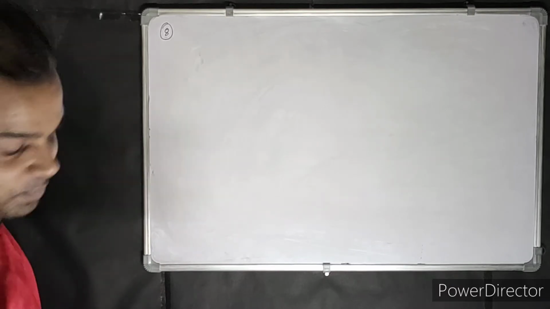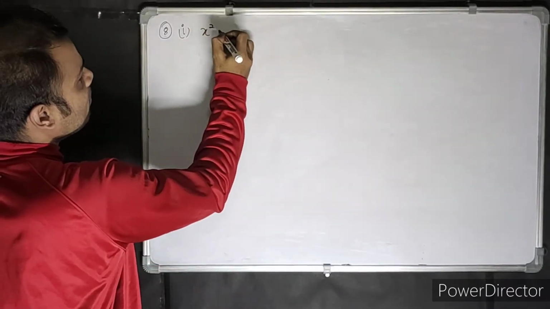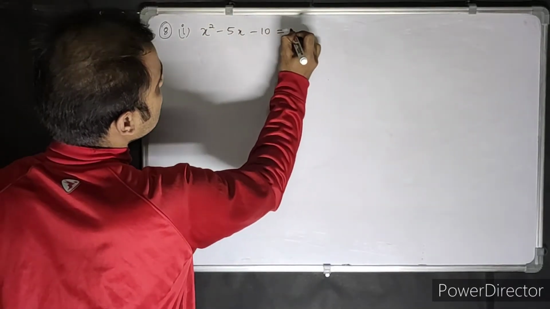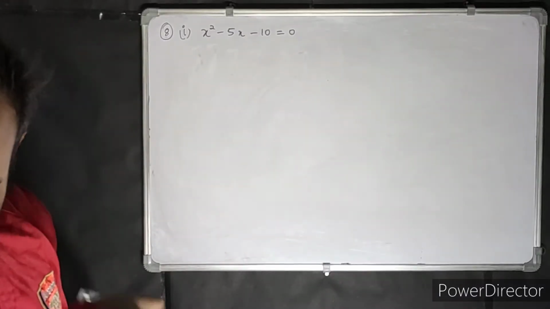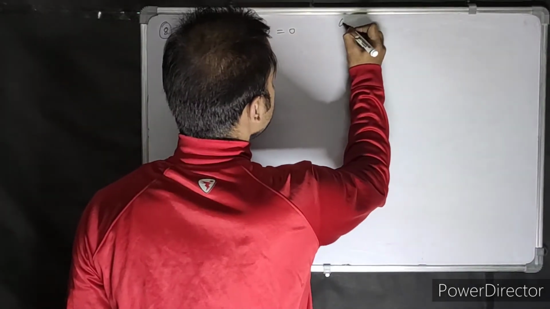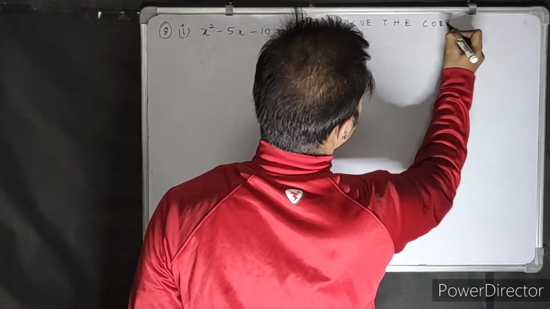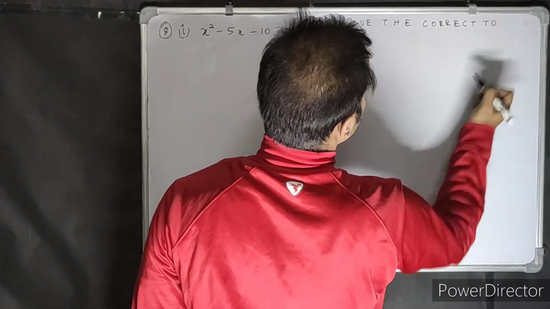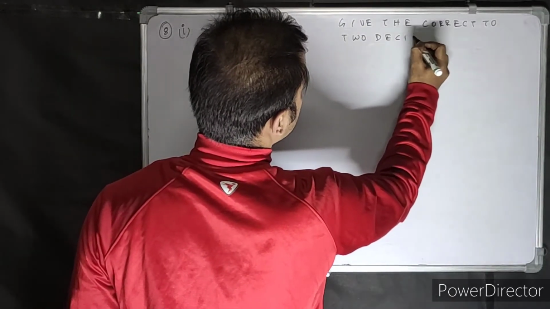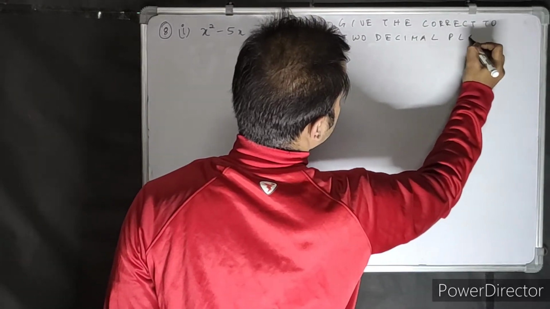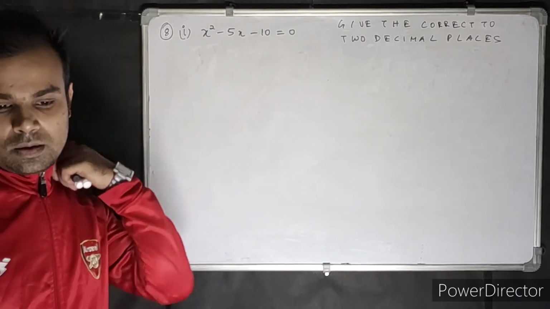Anyways, the first part is x square minus 5x minus 10 equals 0. This is 8 part 1, and they are telling you to give your answer correct to 2 decimal places. Give the answer correct to 2 decimal places.